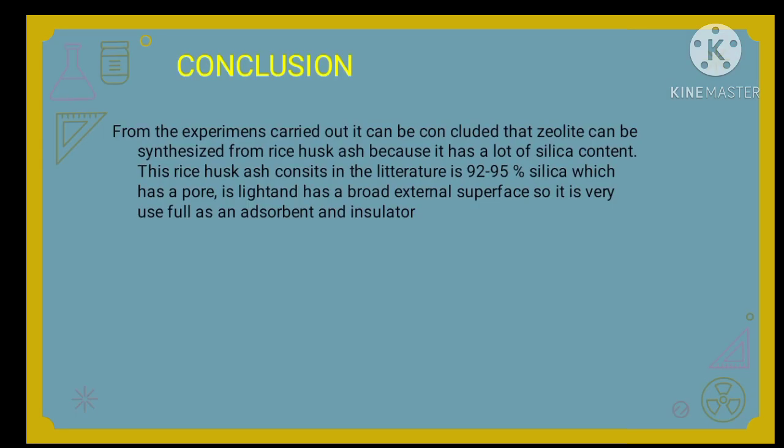Okay, next, conclusion. From the experiment carried out, it can be concluded that zeolite can be synthesized from rice husk ash because it has a lot of silica content. The silica content of rice husk ash in the literature is 92 to 95%. Silica has pores and a broad external surface, so it is very useful as an absorbent and insulator.